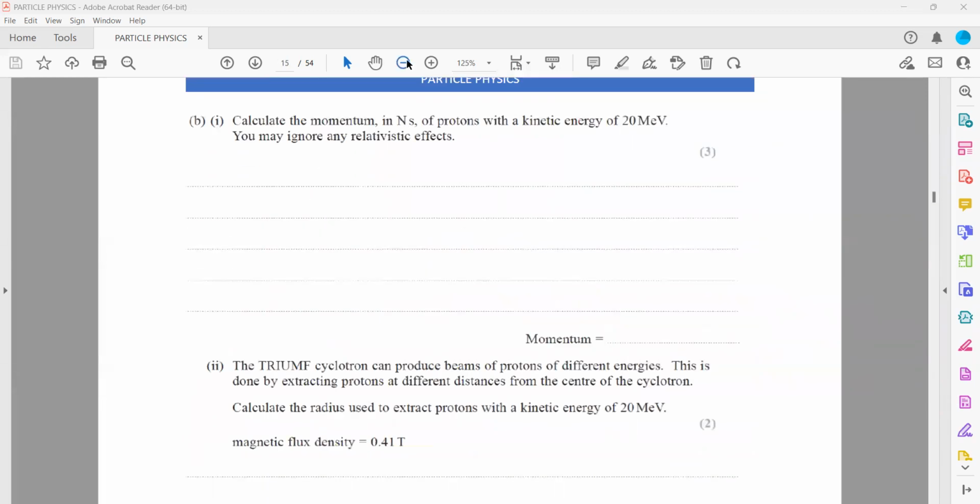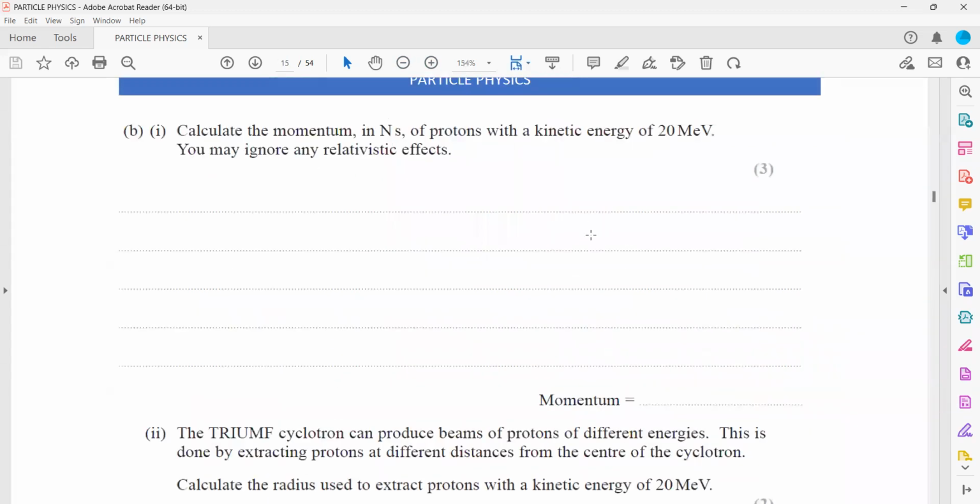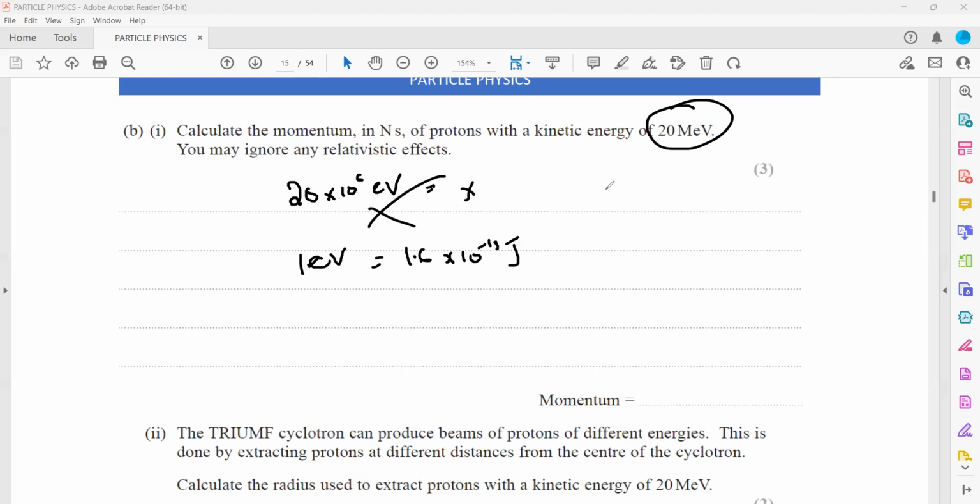In part B, calculate the momentum in newton second for a proton with a kinetic energy of 20 mega electron volt. Ignore any relativistic effect, meaning its mass is not changing. 20 mega electron volt, as I mentioned, energy should always be in joules. So 20 times 10 power 6 electron volt, and 1 electron volt is equal to 1.6 times 10 power minus 19 joules. So we cross multiply: 20 times 10 power 6 multiplied by 1.6 times 10 power minus 19. This will give us the answer in joules.